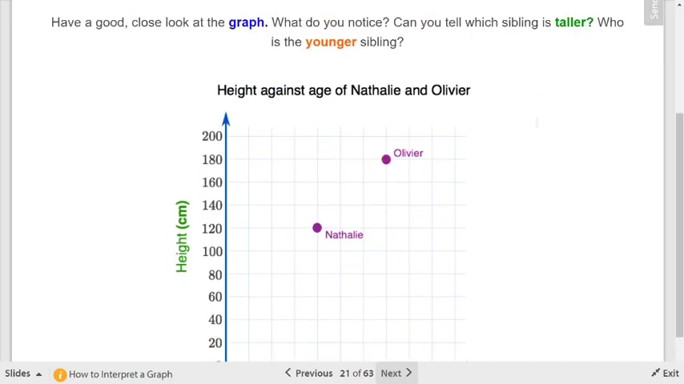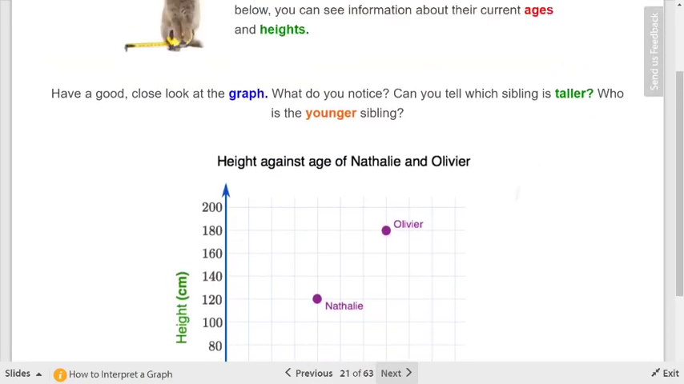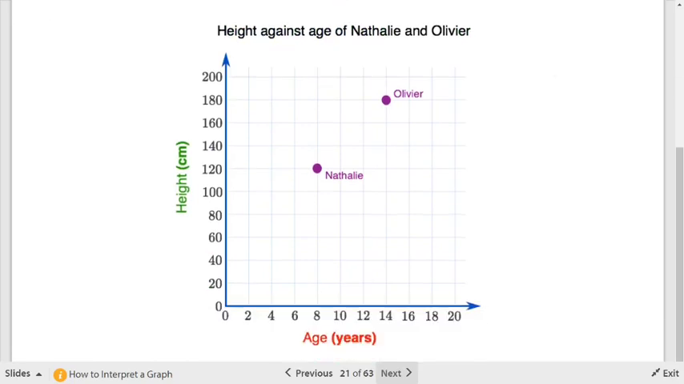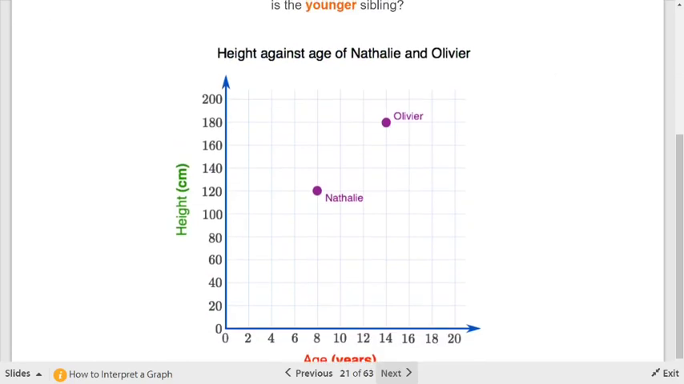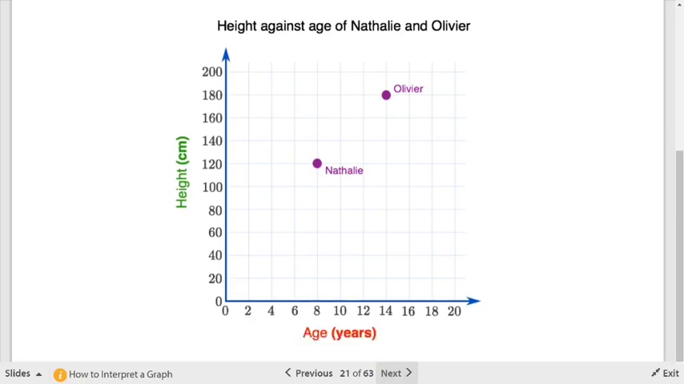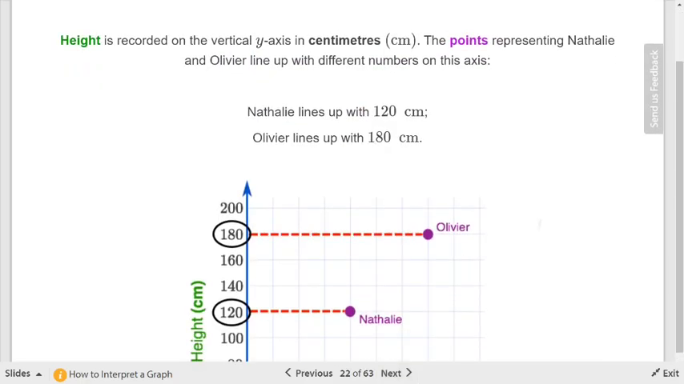Okay, so looking at these, have a good look at the graph and see what you notice. Can you tell which sibling is the tallest? Oliver, clearly, right? Because it's higher on the height scale. Which one of those two is the youngest? Natalie. And so, which one is the oldest? Oliver. So you can see that Oliver is not only the tallest, but also the oldest, right? Excellent. Okay. Oliver's really tall.